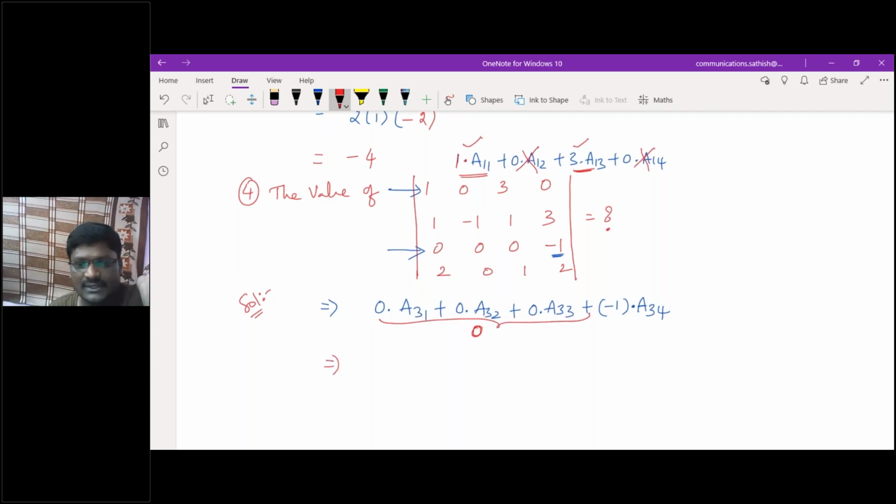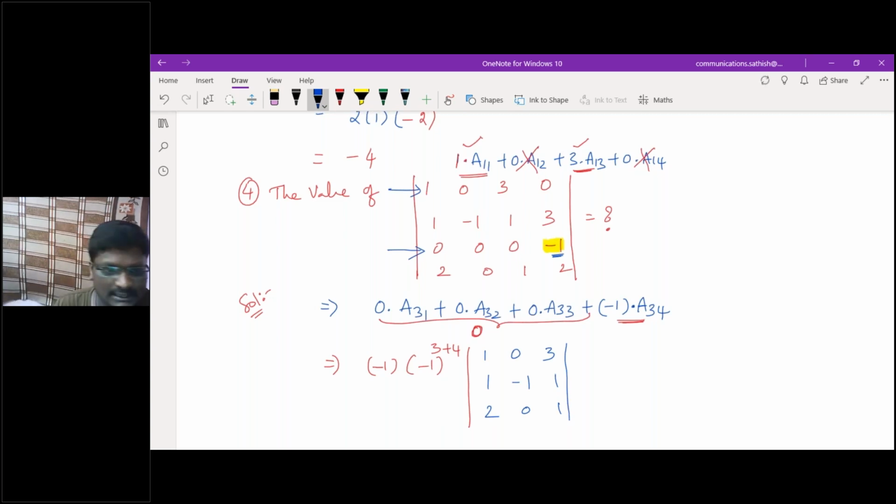Then what do I get here? I'm just calculating this one. Yeah, -1. The element is already there. Then -1 whole power 3 plus 4. Then the remaining thing, A34. With respect to this, I need to eliminate this column and this row. If I eliminate this, what will we get here? Come on, try to give me the answers. 1, 0, 3, 1, minus 1, 1, and 2, 0, 1. This is the first case, with respect to the third row.